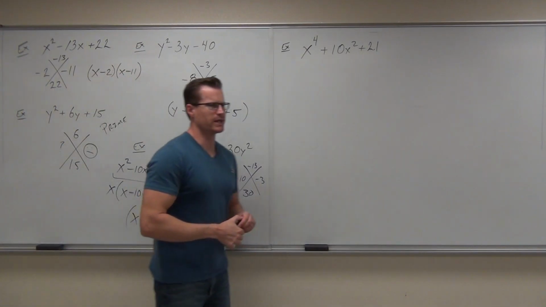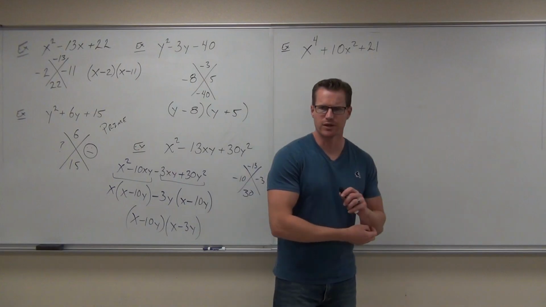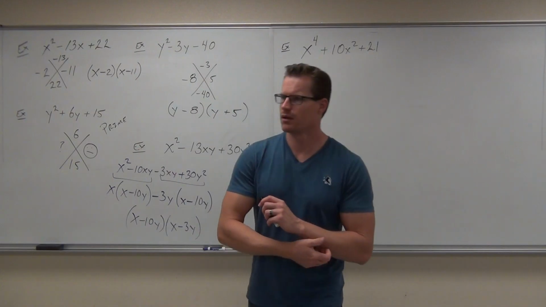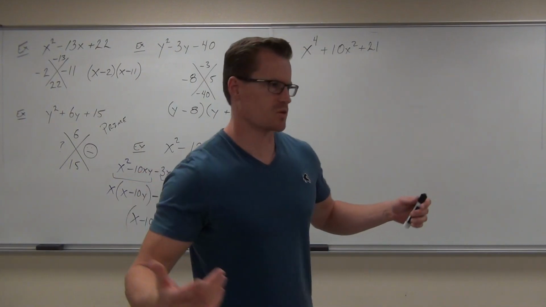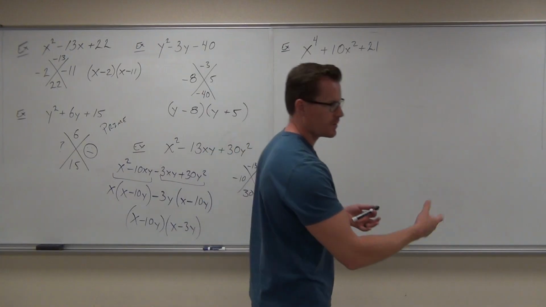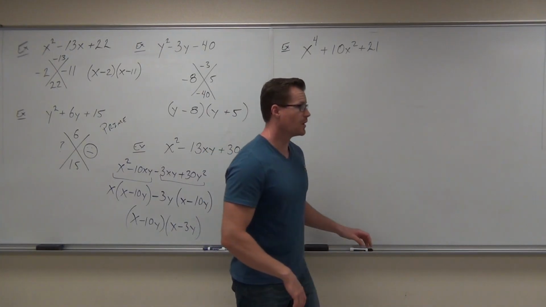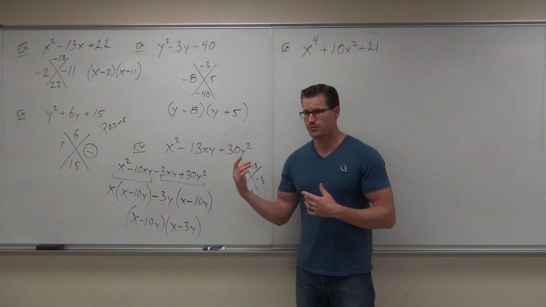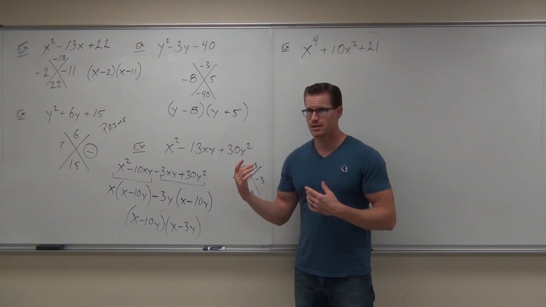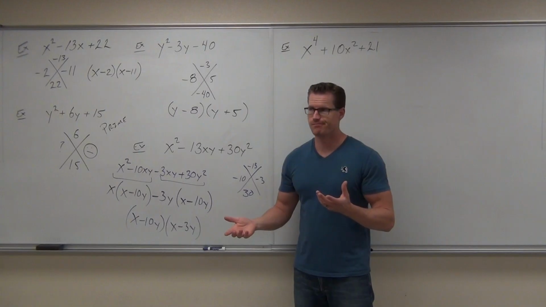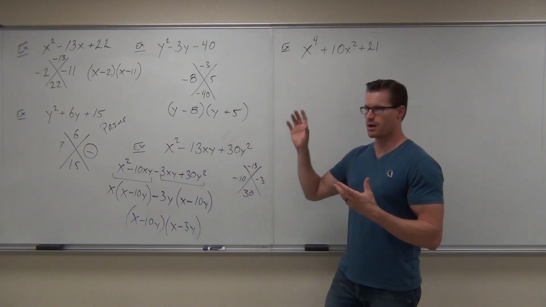And you look at it and you go, wait a minute, that's weird. What's weird about this? X to the 4. We've never seen those before, right? And besides maybe factoring out the GCF. But does this have a GCF? No. Is it in order? Yes. In order, 4, 2, constant, got it.